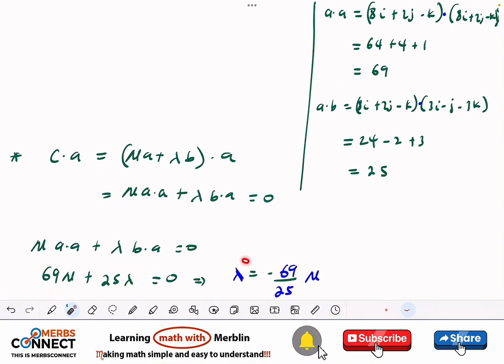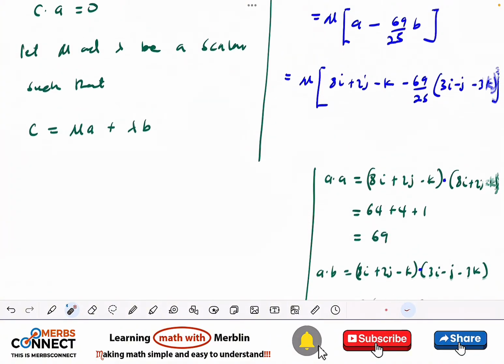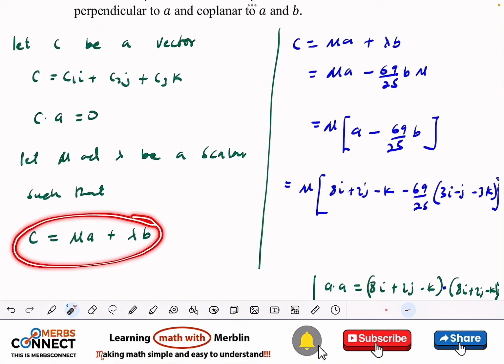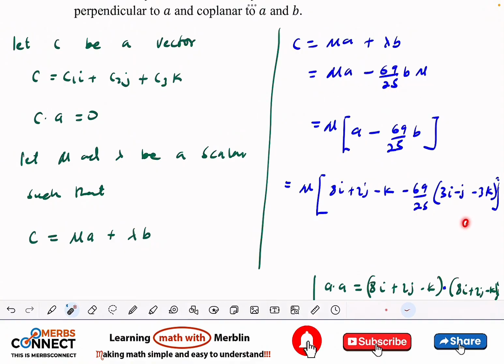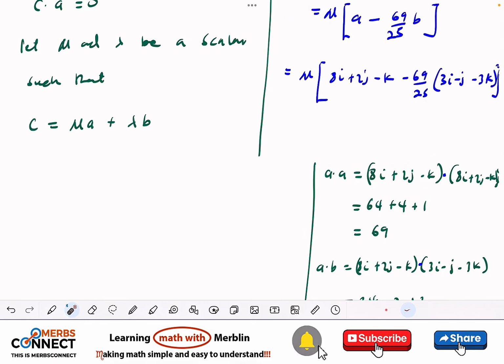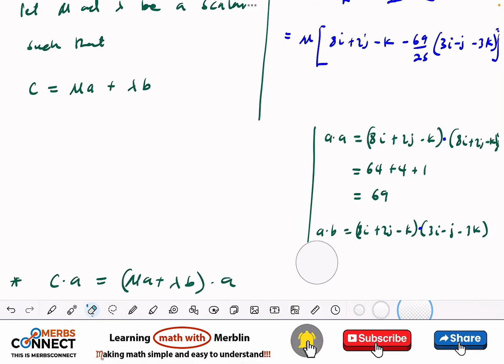And then I made lambda the subject. And when I had lambda, I came back to the c. Then I wrote it in this form. So c now is equal to this. And this is what we are doing now. We are trying to simplify this and see what we are going to get at the end of the day. So let's do that.